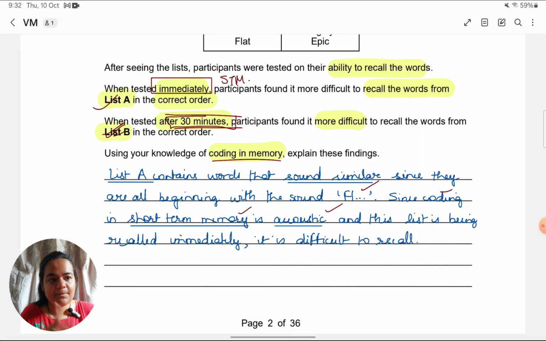Also, many students will make one more mistake, which is not saying why we are assuming that the list is in short term memory. Because recall is immediate. They have hinted at that. That's why we know it's in short term memory. Otherwise, if it was being asked after some time, like say after 30 minutes, the meaning of the words are different, though they sound similar. It would not be much of a challenge to remember if it was in long term memory. So we must mention because recall is immediate, it's in short term memory. That's why sounding similar is creating acoustic confusion. That is what we have to imply through these sentences.